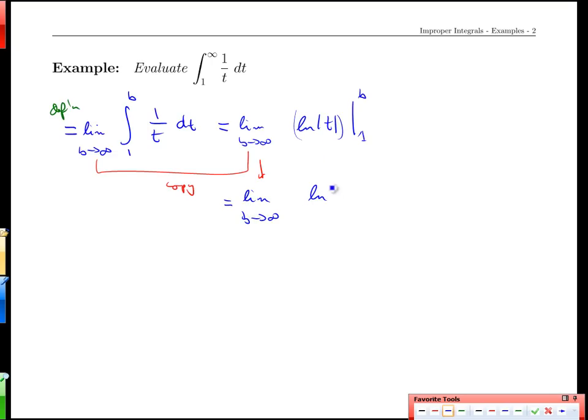But we can plug in the upper limit. B is positive, so that's fine. We can take away the absolute values. Ln of 1, and absolute value of 1 are the same. That's actually 0.